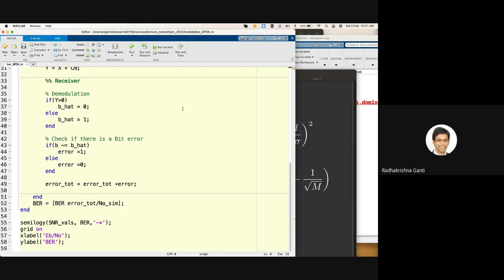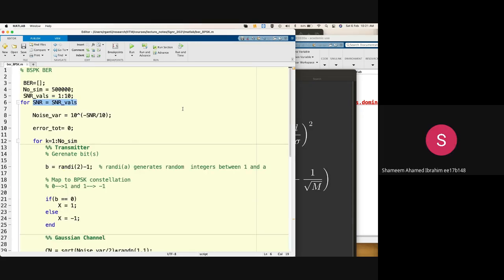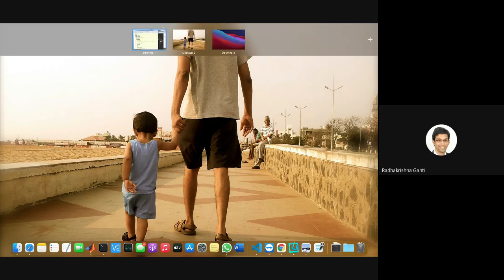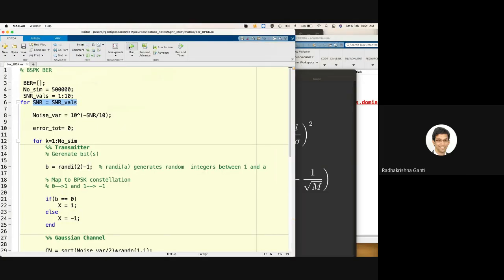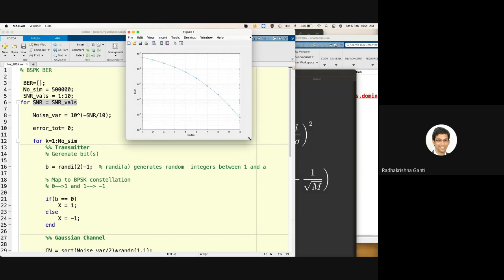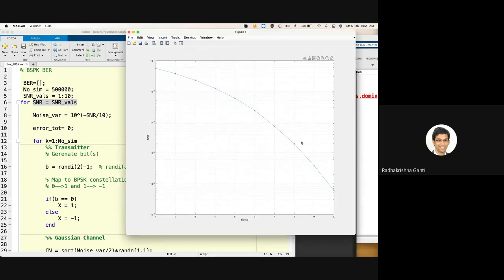Sir, how did you get to know the 500,000 figure for the number of repetitions? Let me explain that. The thumb rule is very simple. It's not a mathematical rule, though there's some mathematical relation to it. If you want a bit error rate of 10 power minus 3, you have to simulate for 10 power 5 times.